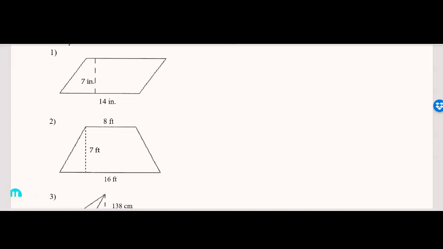For example, this is a parallelogram. Now, if you look at your formula sheet, the formula is A equals base times height. Here's your base, and here's your height, again, perpendicular. So it's not the leaning side. In this case, we would say then area is 14 times 7, which is 98. And area is always in terms of square units.